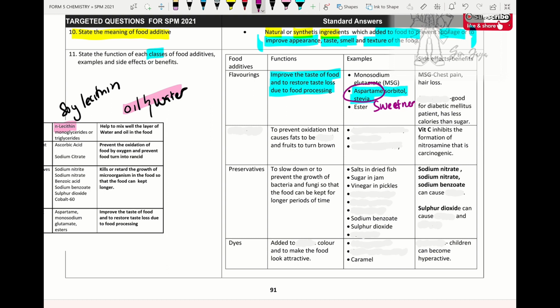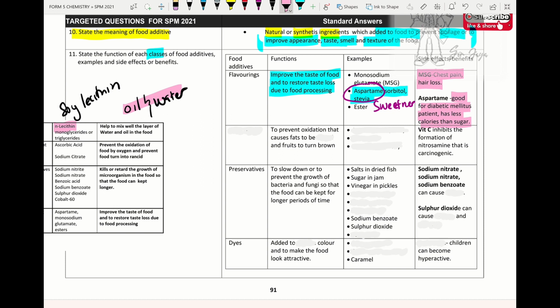Low calorific value and better than sugar. And please remember aspartame is good for diabetes mellitus patients as it contains less calorific value. And MSG, monosodium glutamate, the side effect is that it will cause chest pain and hair loss. All right, please remember all this.